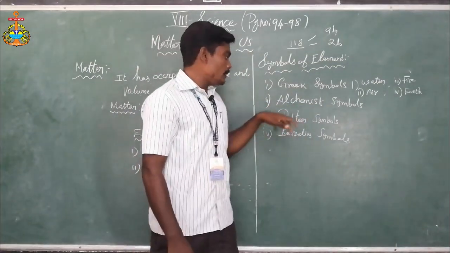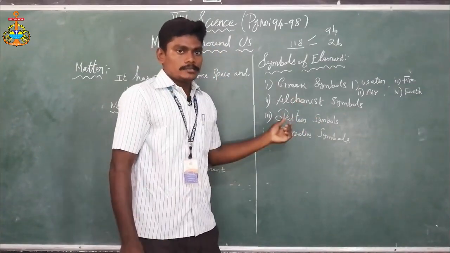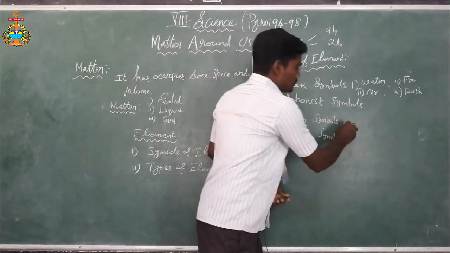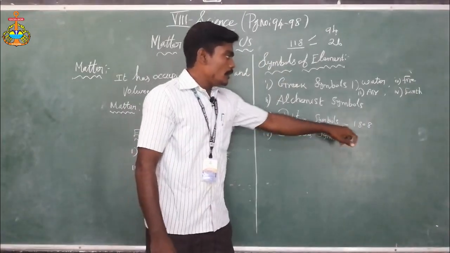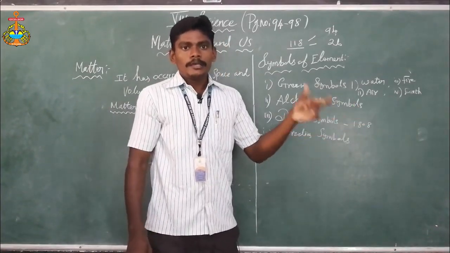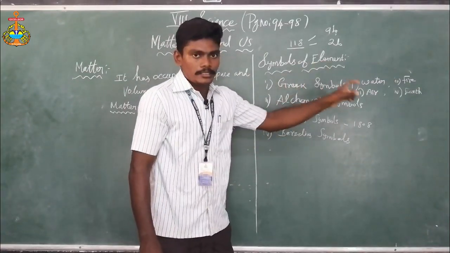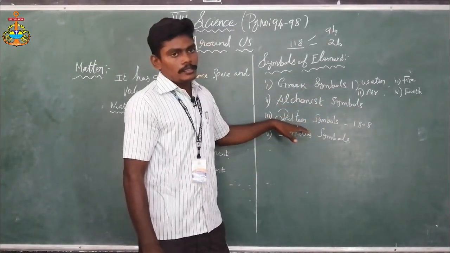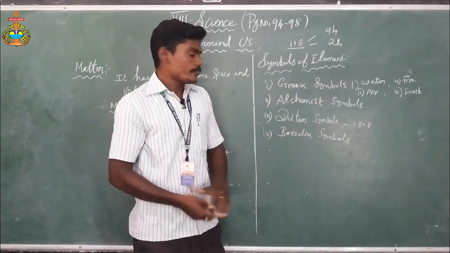Next, the alchemist symbol and the Dalton symbol. Both are not followed in our present system. The Dalton symbol was invented by the English scientist John Dalton in 1808. It was very difficult to find out which elements are present in a variation. That is why the alchemist symbols and John Dalton symbols were neglected in our science.